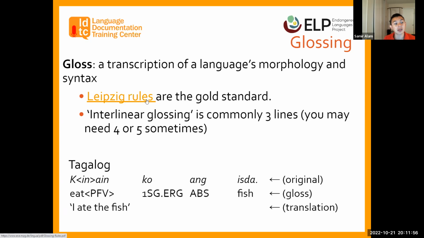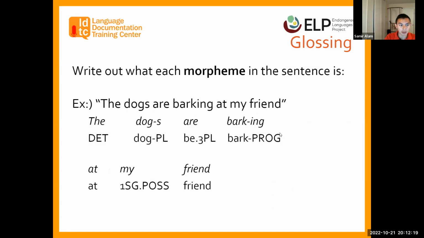There's a set of rules called the Leipzig rules that help linguists, or anybody, write and understand glosses across different languages. The link is given here, and I believe the worksheet will be shared with everybody after this class. Any questions about glossing really quickly?